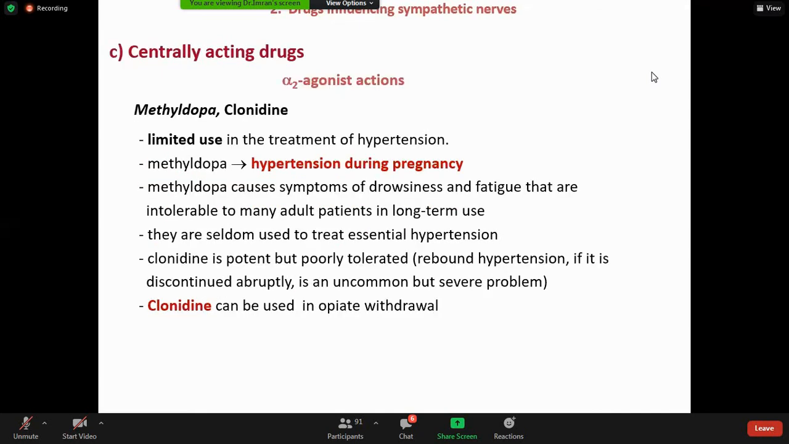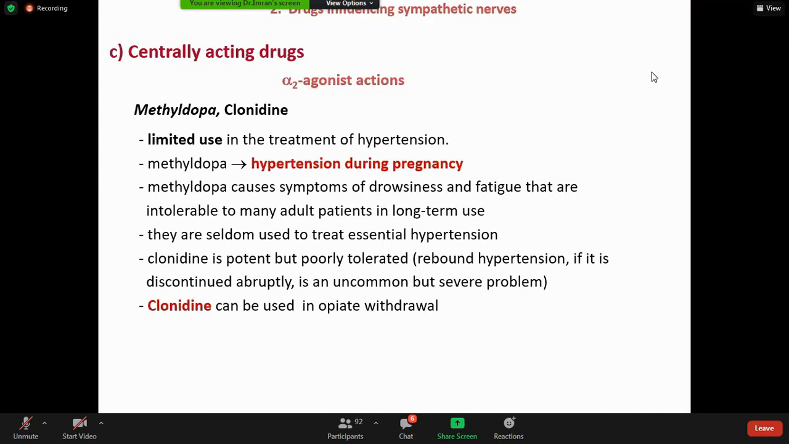The last group of drugs influencing sympathetic nerves is the centrally acting drugs. We have already discussed the concept. This is one of the questions in the exam: what are the centrally acting drugs? You will say methyldopa and clonidine. What is the mechanism of action? Centrally acting drugs produce their activity by stimulating alpha 2 receptors, as we have already discussed.